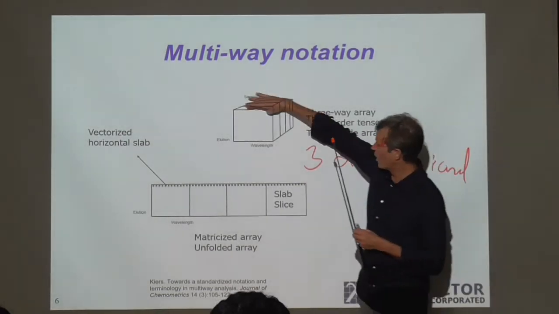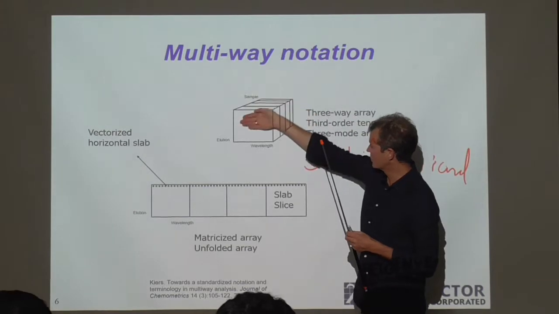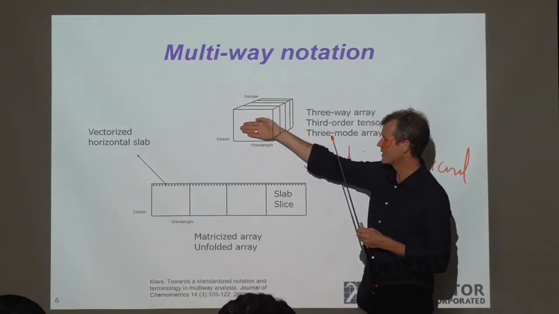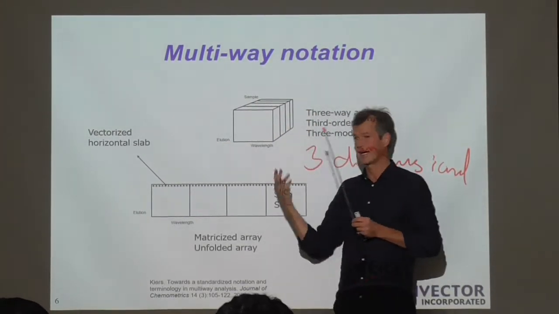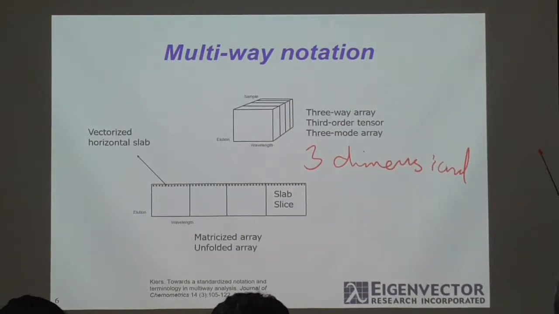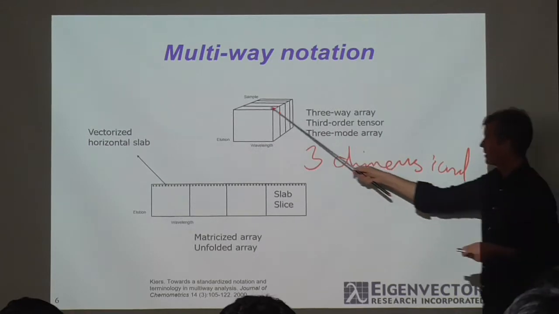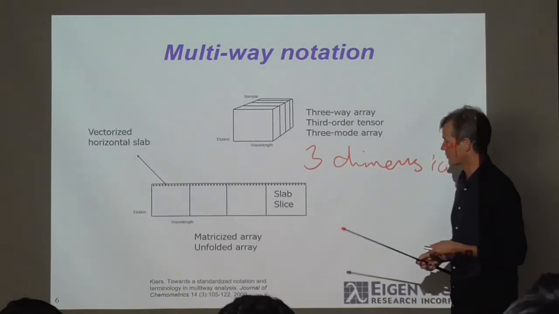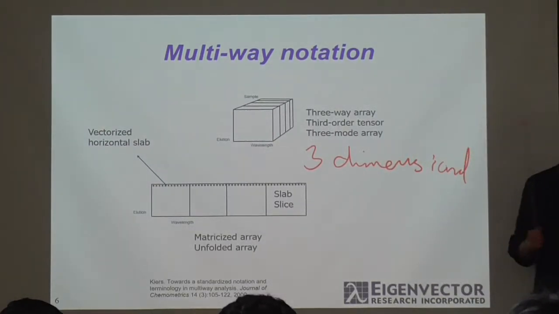If I take out one of these matrices to the front here, I usually call it a slab or a slice, just to make it difficult. But that's the word people are using. But it's just a matrix. One of these will be a sub-matrix, and that's also called a slab or a slice.